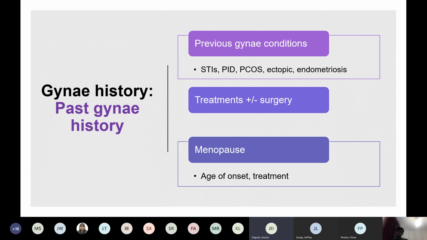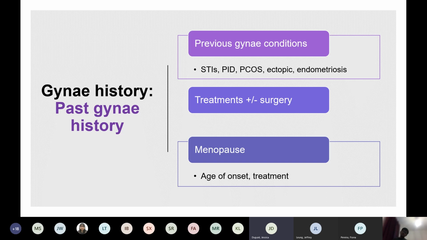STI, I know it's not really a gynae condition, but you want to know, and we'll come on to it a bit later in sexual history, but you need to know about it because it could lead to complications like PID, which is pelvic inflammatory disease, PCOS, and then ectopic pregnancies and endometriosis. So these are just some examples, and there are loads more like fibroids and polyps and other things, but you basically just want to ask the woman if she's been to a gynecologist before, or if she's had any gynae conditions before, or got a gynecological diagnosis.